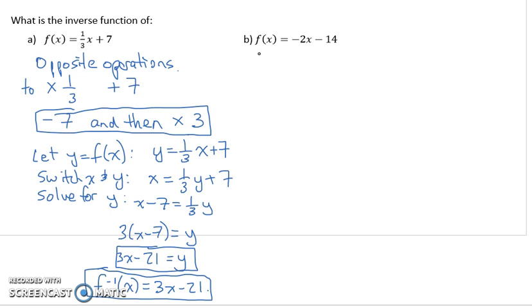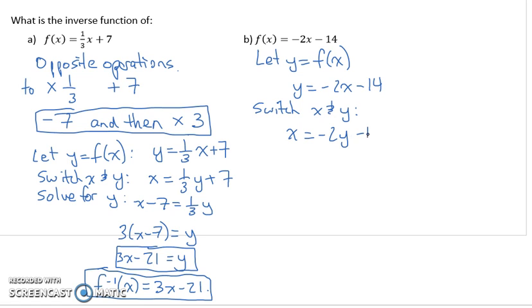So here all we have to do is we start by letting y equals f of x. So we get y equals negative 2x minus 14. Then we switch x and y. So we get x equals negative 2y minus 14. Then we rearrange for y, or solve for y. So we get x plus 14 is equal to negative 2y.